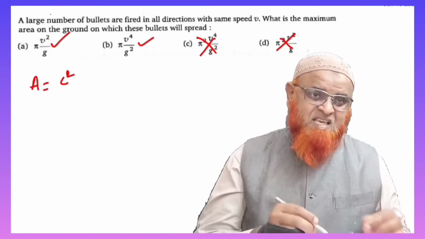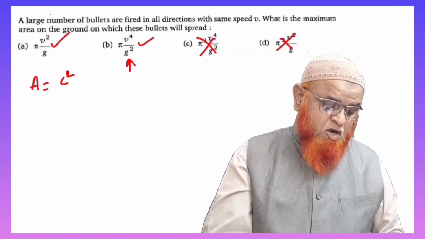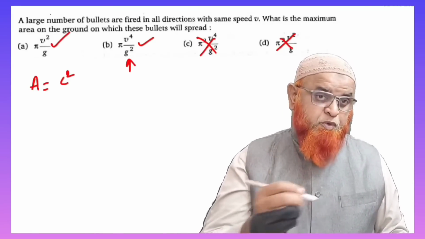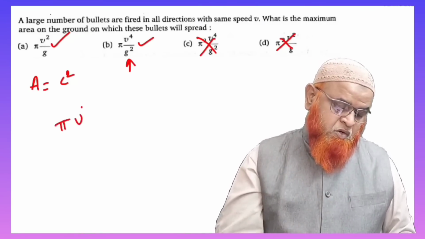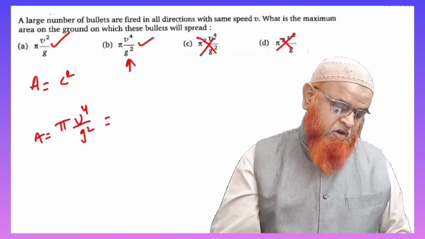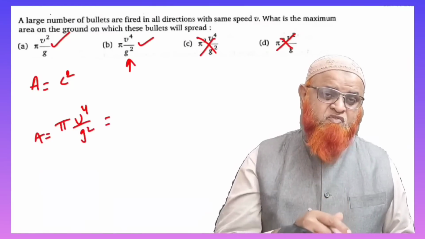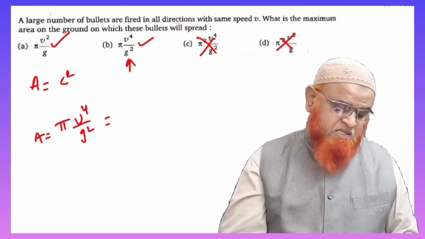So by observing, I have got an idea that maybe the second option is correct here, but let me prove how it is correct now. So pi v power 4 by g square. So that is the formula for area. Now if you get L square as the dimensional formula, then this is going to be the correct answer. Let us see here now.